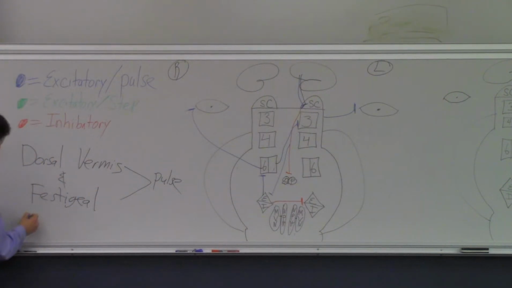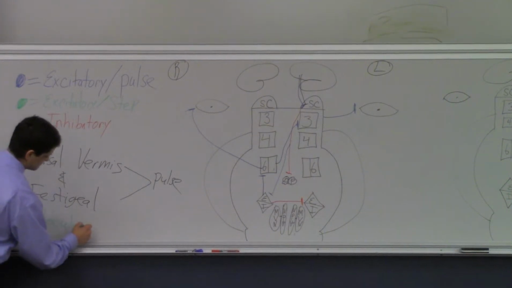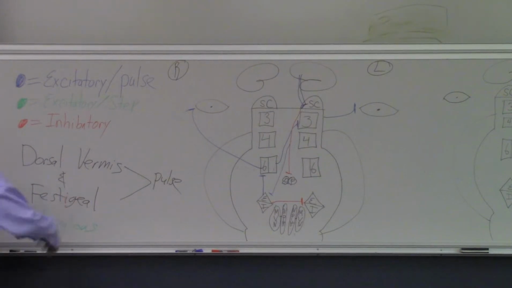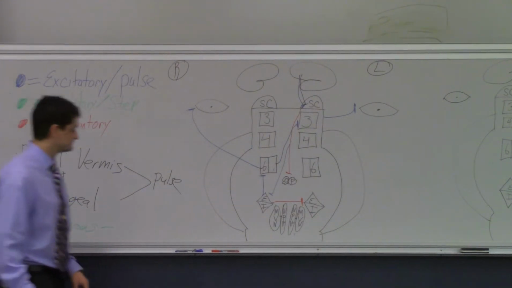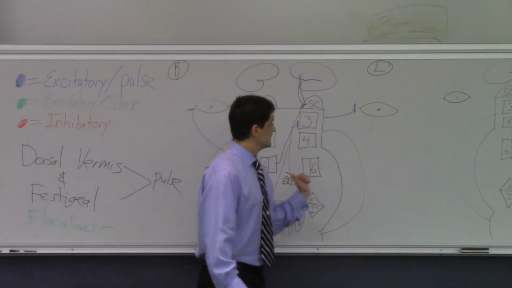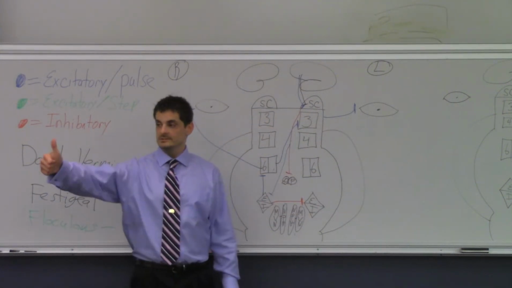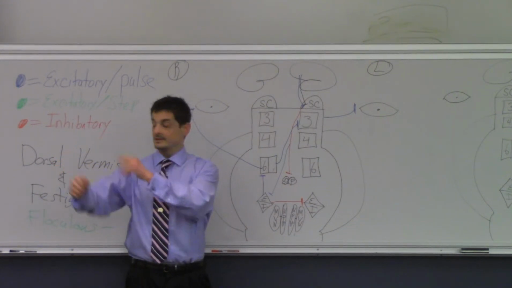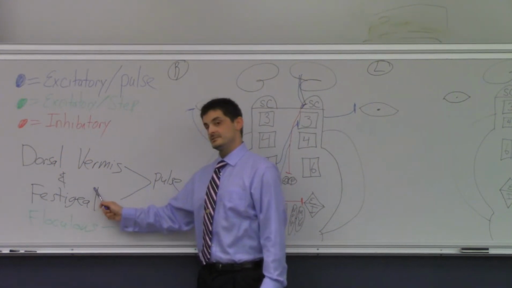The step is controlled by the flocculus. I guess that's right. Flocculus and paraflocculus. All right. So the flocculus and paraflocculus monitors step activity. Dorsal vermis and fastigial nucleus monitors the pulse. So we just did the pulse to the target. Now I need to stop them. That is done by the fastigial nucleus.